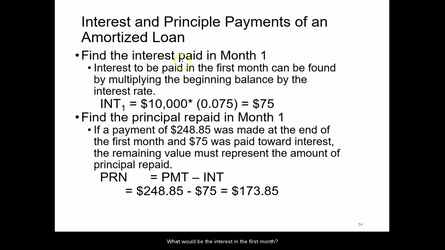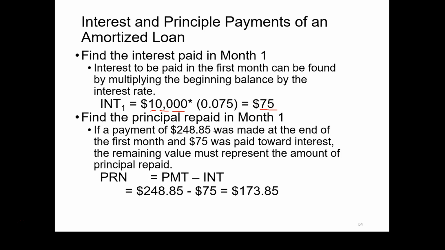What would be the interest in the first month? If we start with a $10,000 principal, this $10,000 will generate $75 interest expense during the first month. So you take $10,000 from the bank, you use the money to pay for your car, and within the first month, you haven't made your first payment yet. So by the end of the first month, you will owe not just $10,000, but $10,000 plus $75 principal plus interest. And then you're going to pay $248.85.